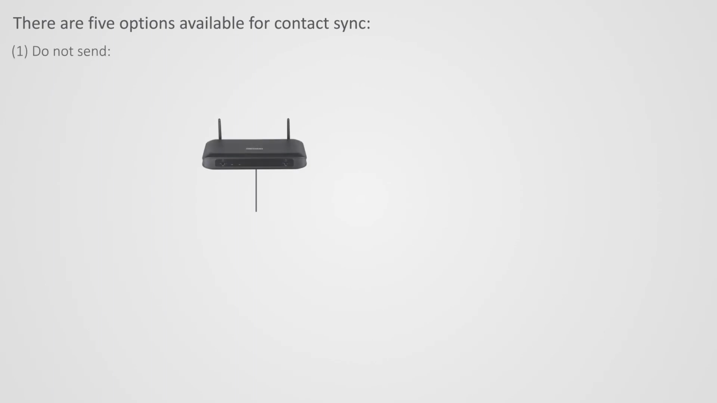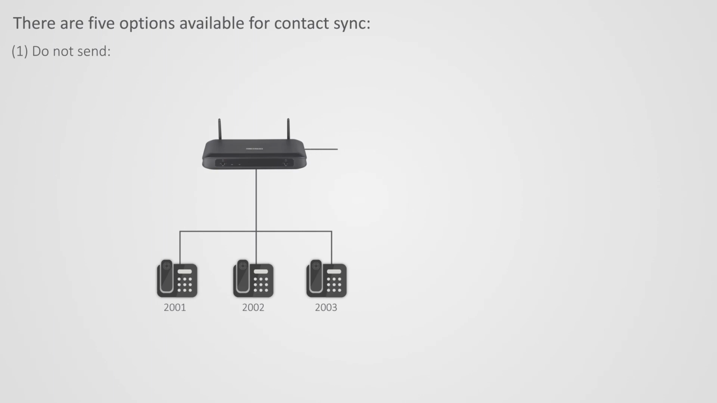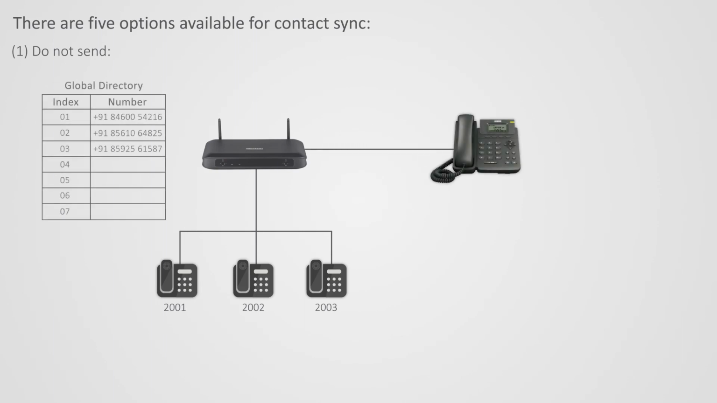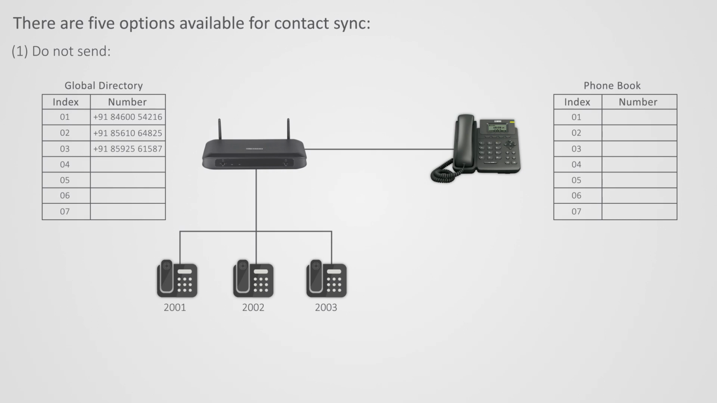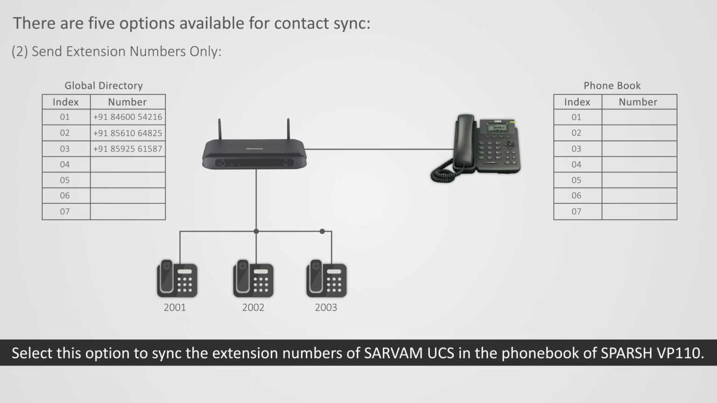There are 5 options available for contact sync. Do not send. Select this option if we do not want to overwrite the phone book of SPARSH VP110. Send extension numbers only. Select this option to sync the extension numbers of SARVAM UCS in the phone book of SPARSH VP110.